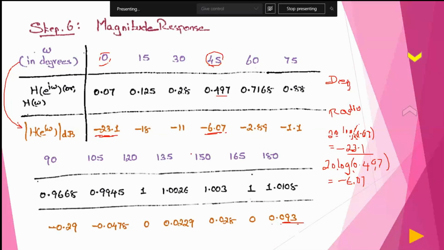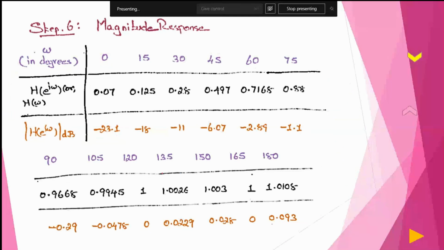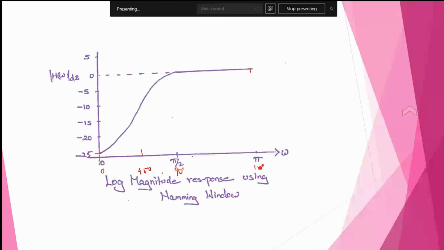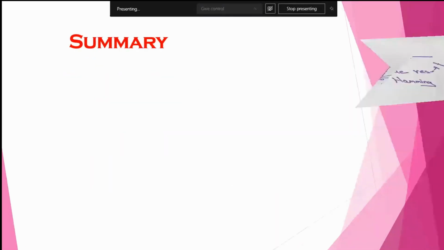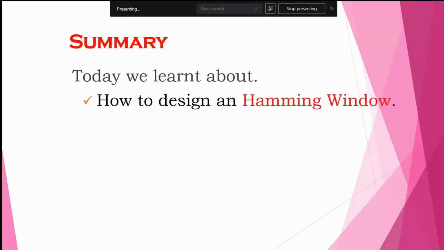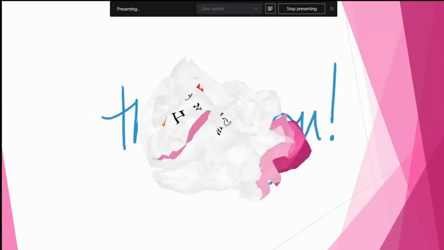If they ask to plot the magnitude, you have to solve up to this 6th step, or otherwise we can finish it off up to the 4th step or 5th step. It is enough to determine that Windows technique. So this is going to be a part of your Windows techniques. So this is the procedure to plot the magnitude response. Okay. So today we have discussed the Hamming Windows technique. Okay. Thank you.